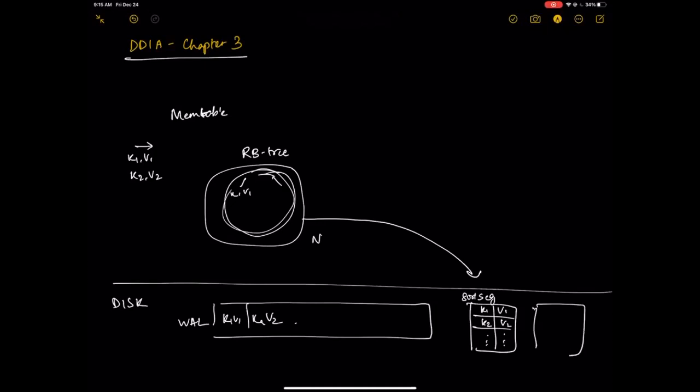We keep on having a bunch of these. This is the latest one, and this is the oldest one. And there will be a process which is merging these two into one. That's compaction and merging. Does this make sense? This is the disk and this is in memory.